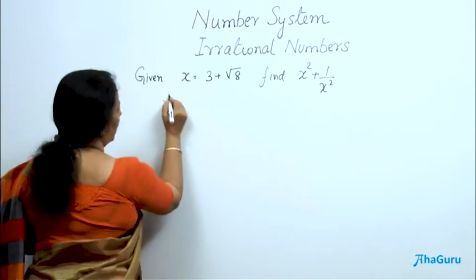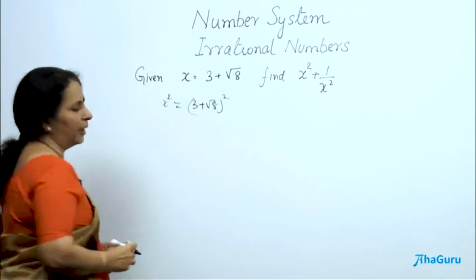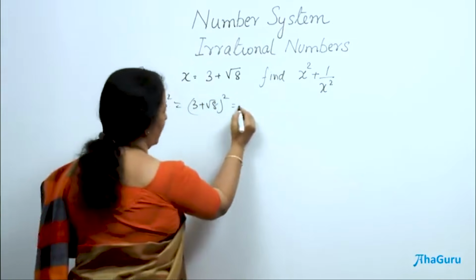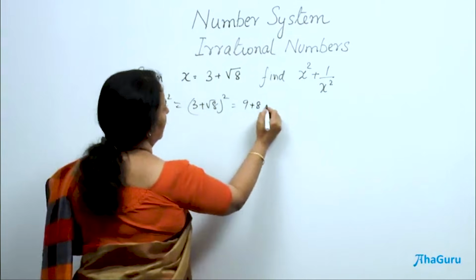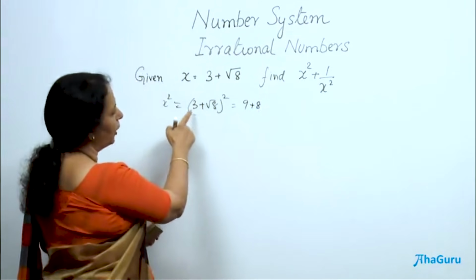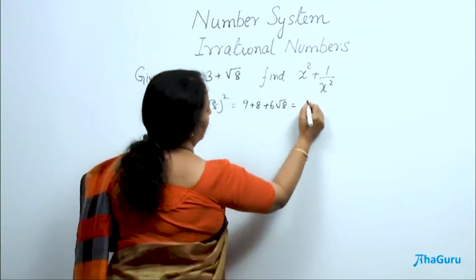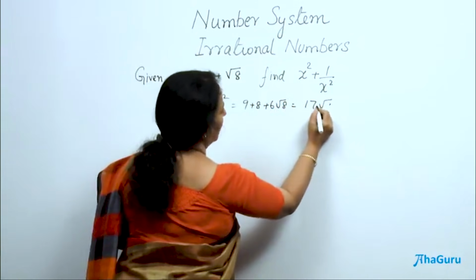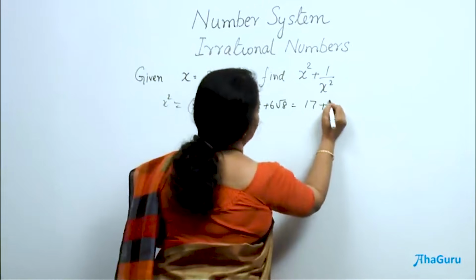So, what is x square then? 3 plus root 8 whole square. This is nothing but a plus b whole square. So, a square is 9 and b square is 8. Then you have 2ab. So, 2 into 3 into root 8, which is 6 root 8. And that turns out to be 9 plus 8, 17. Then you have plus 6 root 8.